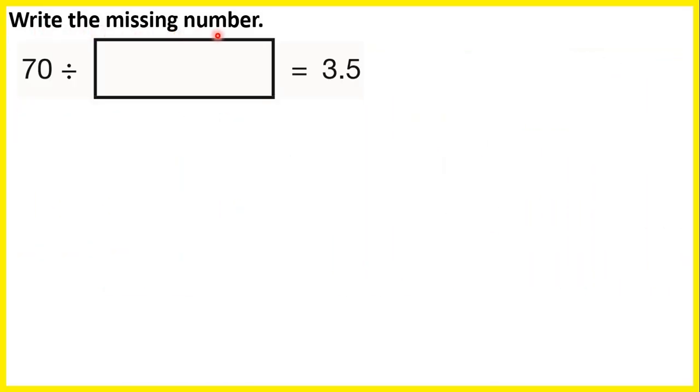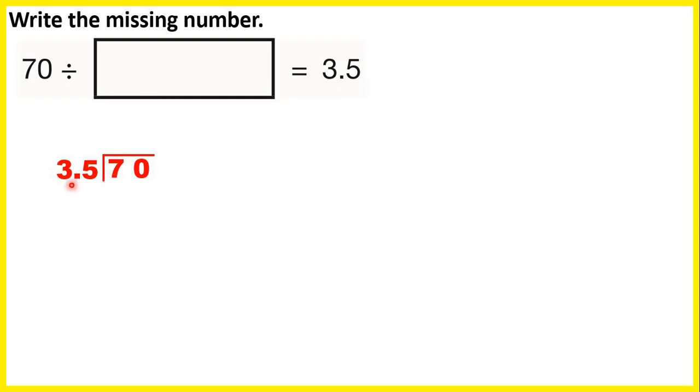Write the missing number. 70 divided by something equals 3.5. So we have a missing number division problem, and when it's the second number or the divisor that's missing, we still divide to find our missing number. So here we need to work out 70 divided by 3.5.